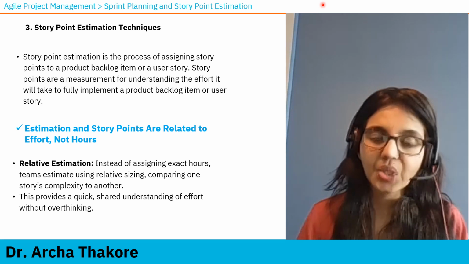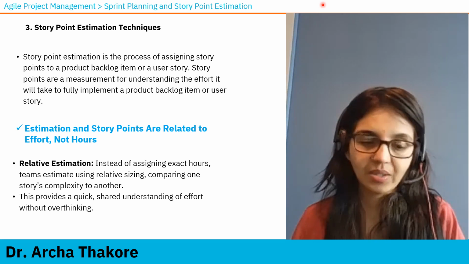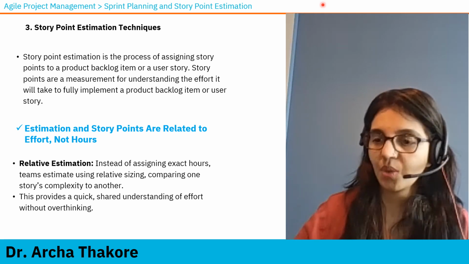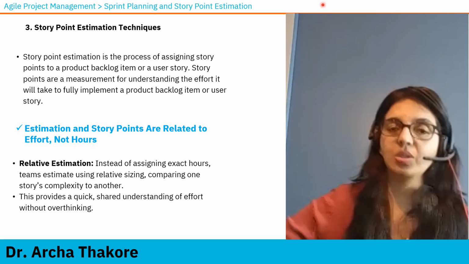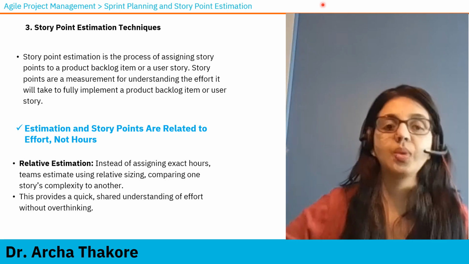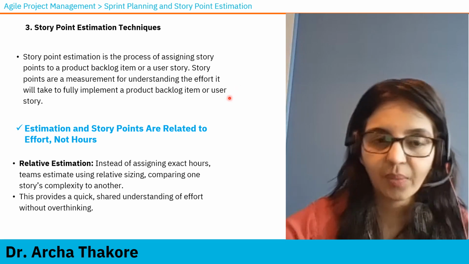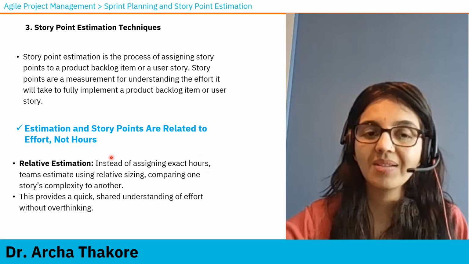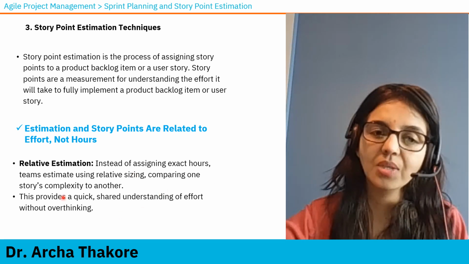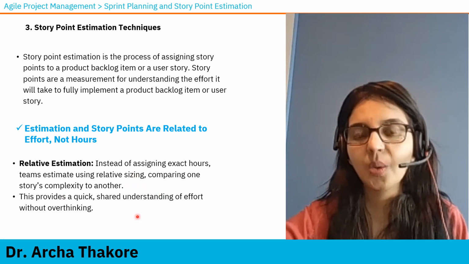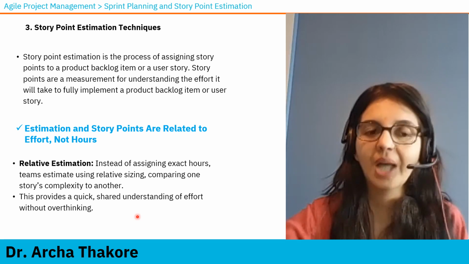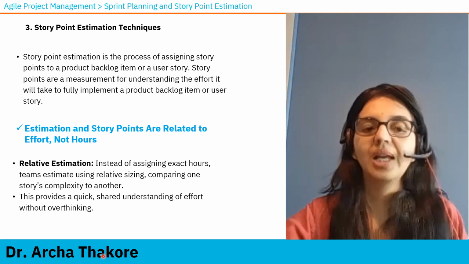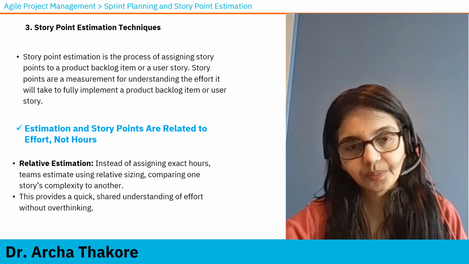Story point estimation is done relative to each other. If this story has a point of 3 and this story has a point of 5, this one requires more effort, it is more complicated than this. Let's look at what is written here. Instead of assigning exact hours, teams estimate using relative sizing, comparing one story's complexity to another. This provides a quick shared understanding of effort without overthinking. We will talk about the techniques and you will see how relative estimation is done.